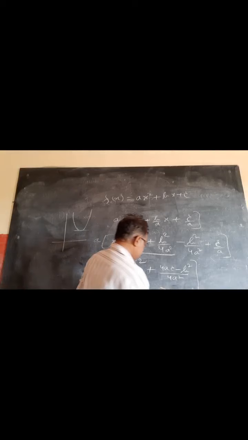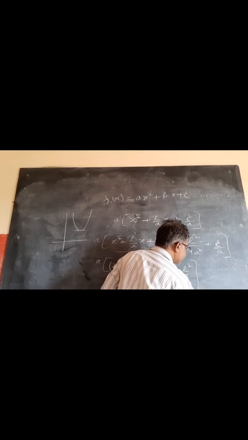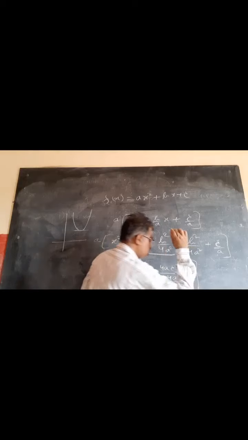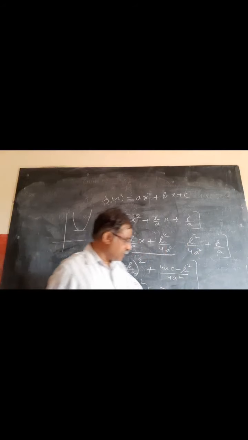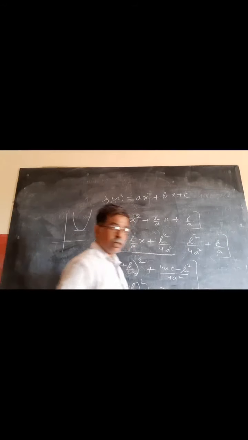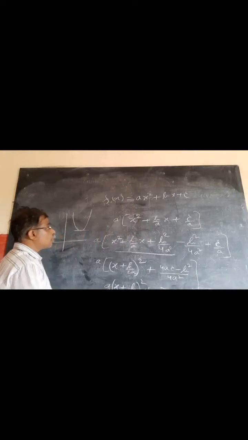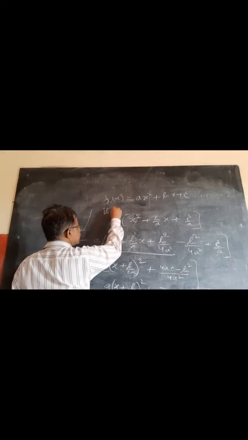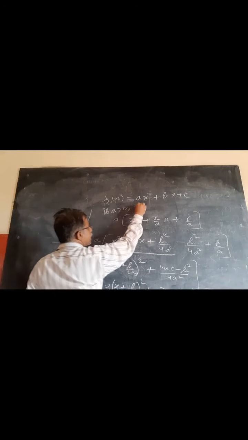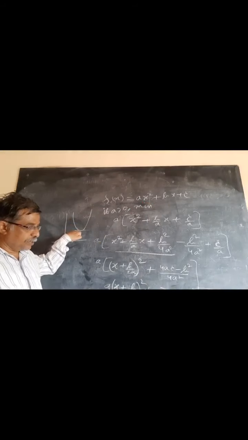I am adding 4ac minus b square by 4a on both sides. So, this whole value is always greater than this. Means minimum value is this. It can be anything more than this. So, when a is more than 0, then the minimum value exists, because the graph will be like this, and this is the minimum value.